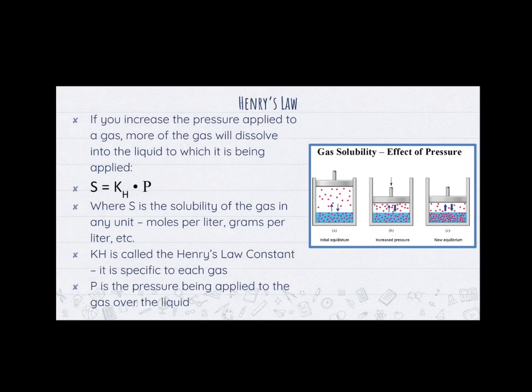So there is something called Henry's law. If you increase the pressure applied to a gas, more of the gas will dissolve into the liquid to which it's being applied. So I have this equation, S equals KH times P. S is the solubility of the gas in any unit. So it can be moles per liter, grams per liter, or anything else that's similar. The KH is called Henry's law constant, and each gas has its own constant. P is for pressure, and it's being applied to the gas over a liquid.